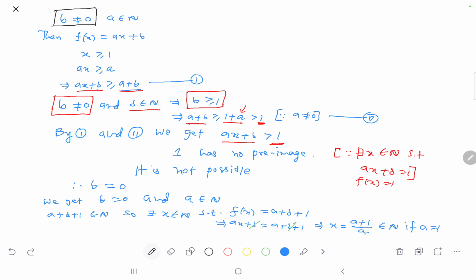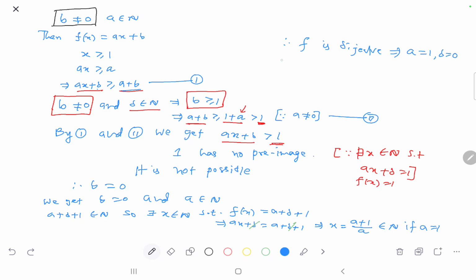We cannot allow minus 1 here because we need a natural number. Negative is not allowed, right? We need this not to become a fraction. It will not become a fraction only if a equals 1, because you are taking a from the natural numbers. Okay, so we get the condition: f is bijective implies a equals 1, b equals 0.